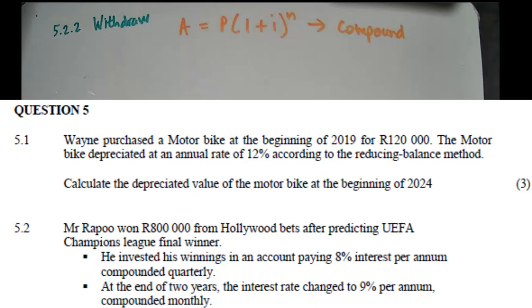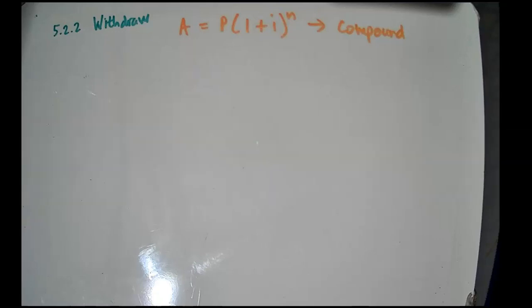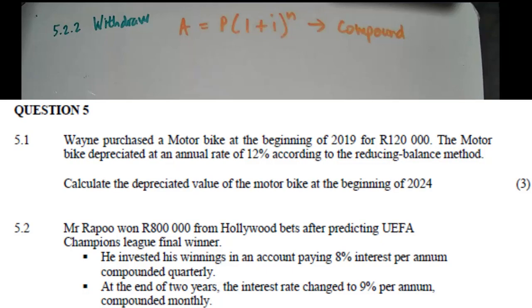Now 5.2.2, the question says at the bottom, he made a withdrawal of 200,000 at the end of the 3rd year to cover the purchase cost of his new car. So he buys a car now, you with me, for 200,000. So this means when he withdraws this money, he's going to lose his interest also. So that's something you must realize. Never subtract just the 200,000, but also the interest. Right, let's look at the question.